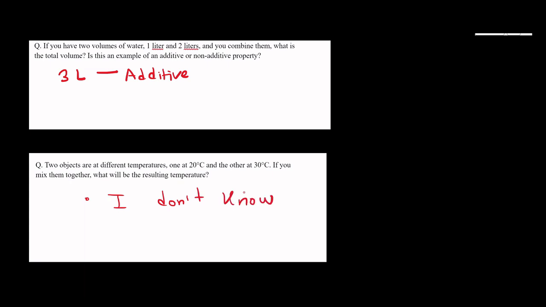Well, if we don't know, how can we find out? Well, you see, it's a bit complicated. We can find out based on the specific heat capacity as well as the mass. But we are not going into that because we are just going to talk about additive and non-additive properties. So yeah, we don't know because it's a non-additive property. So we actually don't know what will be the resulting temperature.